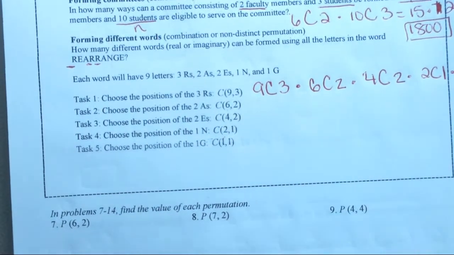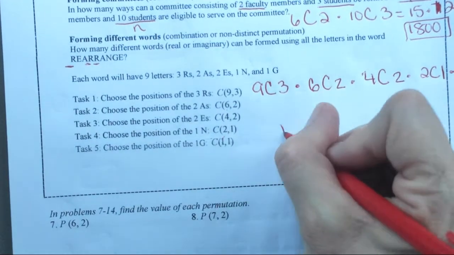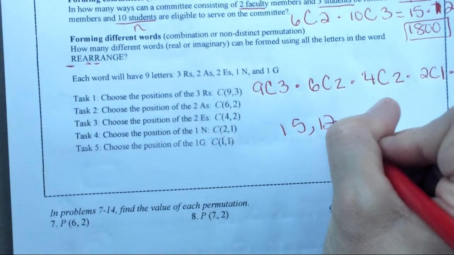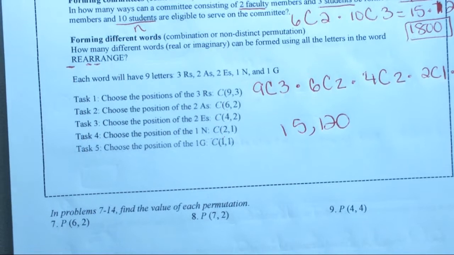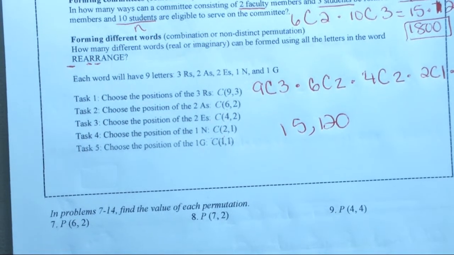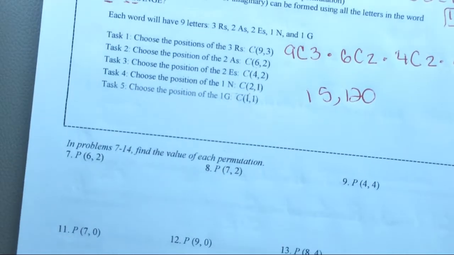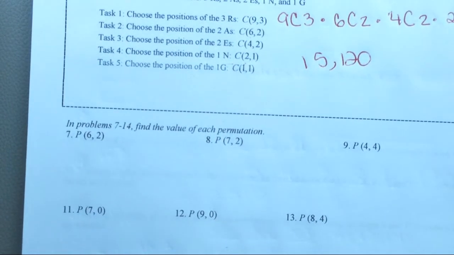We're going to type this in our calculator and multiply it out. We're going to get 15,120. Alright, so we're going to work a couple problems from the worksheet together. And I'm going to leave some for you to do, and then you're going to take the quiz at the end. Okay, so the first few that we're going to do, not hard at all.